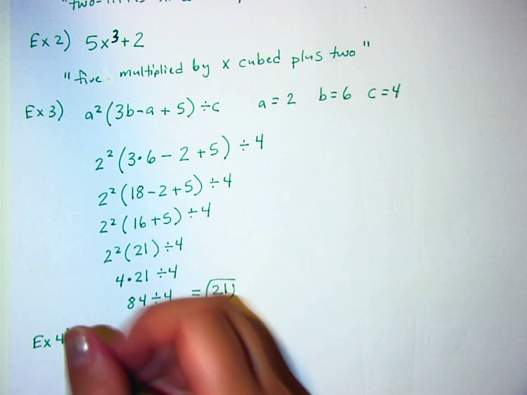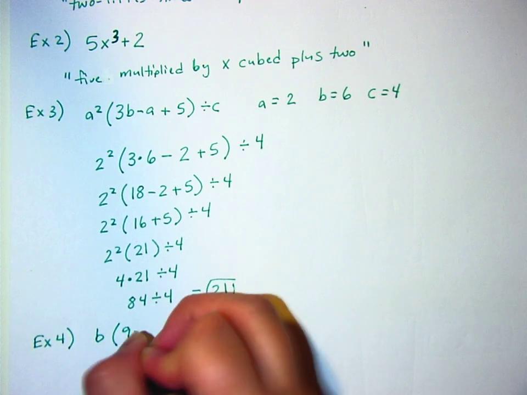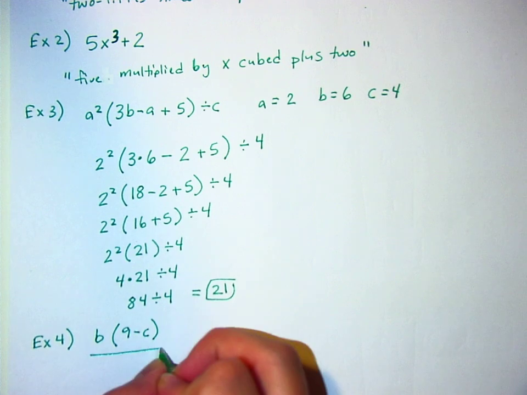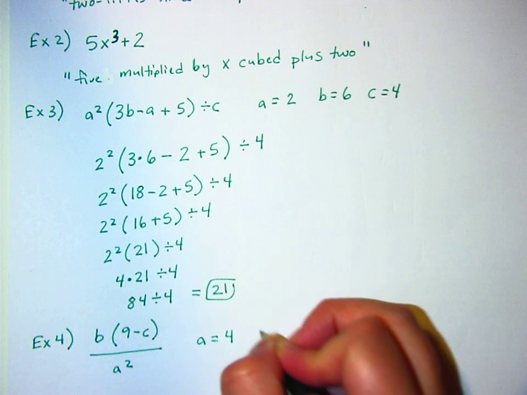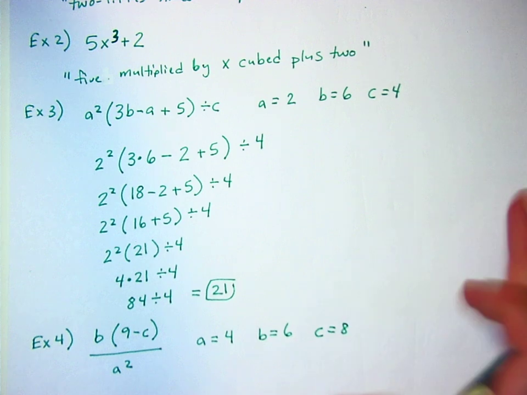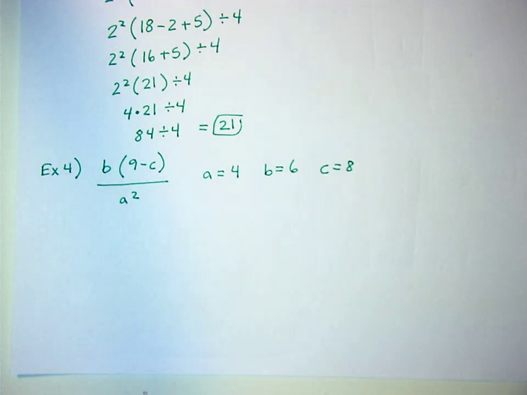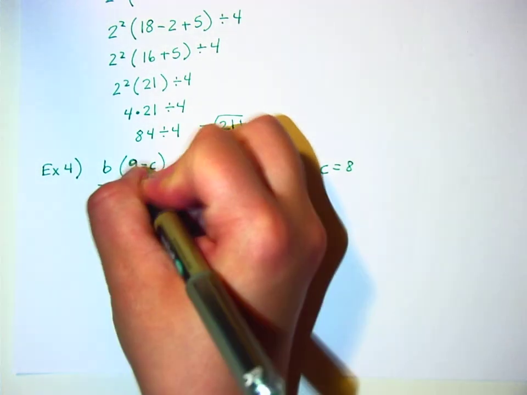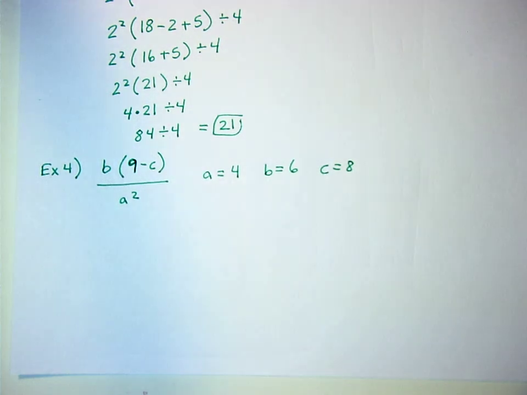All right. Example 4, this is the one that you're going to do, is b times parentheses 9 minus c parentheses all divided by a squared. And in this case, we're going to have a be 4, b is 6, and c is 8. Okay, and remember that's a 9, not an A. I know that my 9s are not always very clear compared to my A's, so. Okay, so that's the problem.